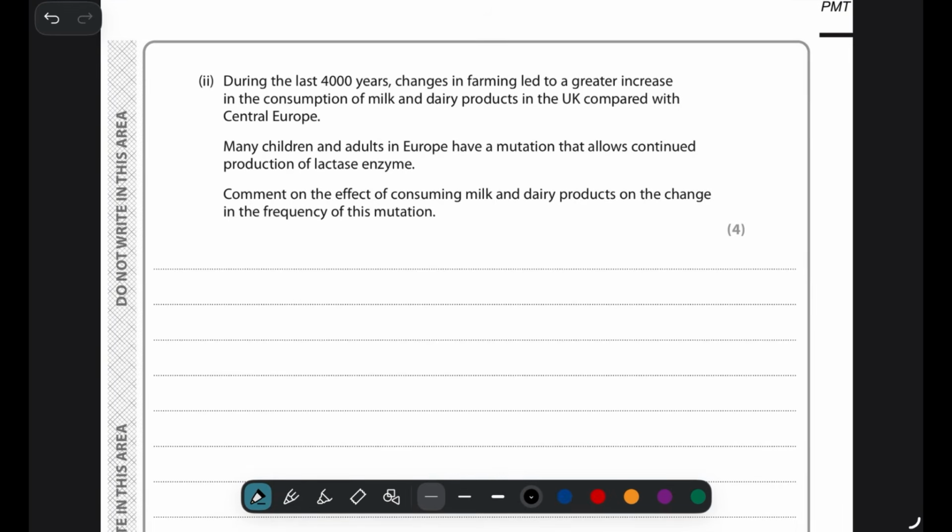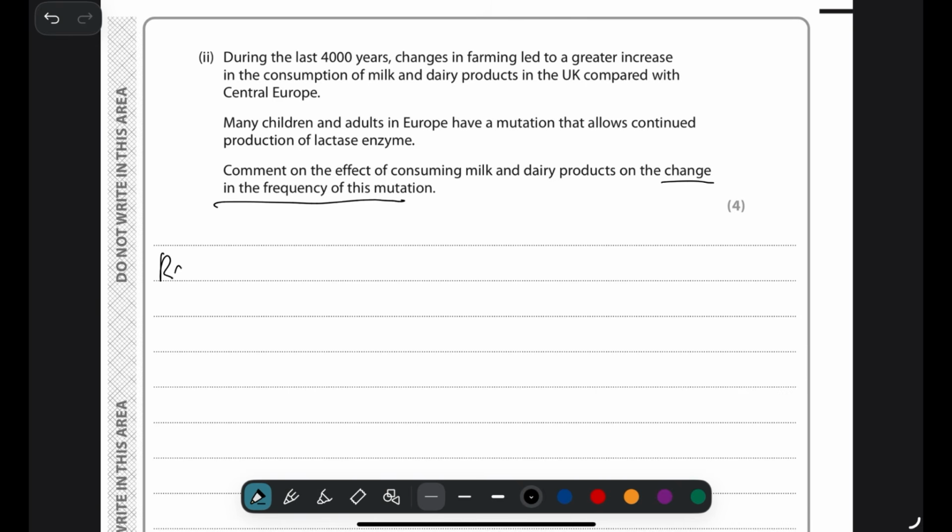Okay, so this said that during the last 4,000 years, changes in farming led to a greater increase in the consumption of milk and dairy products in the UK compared to Central Europe. So that many children in Europe have a mutation to make the continued production of lactase. So comment on the effect of consuming milk and dairy products on the change in the frequency of the mutation. When I see a change in frequency of a mutation, they want me to talk about natural selection. That's almost a guaranteed. So whenever we have natural selection, we're first of all thinking that there was a random mutation.